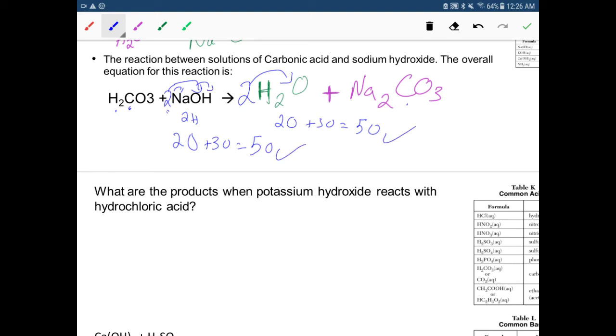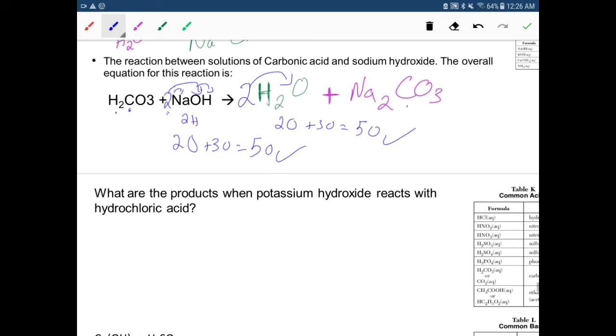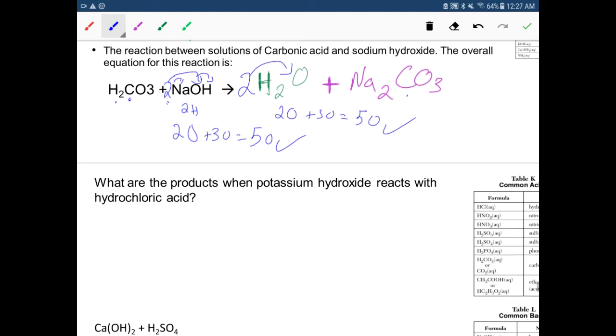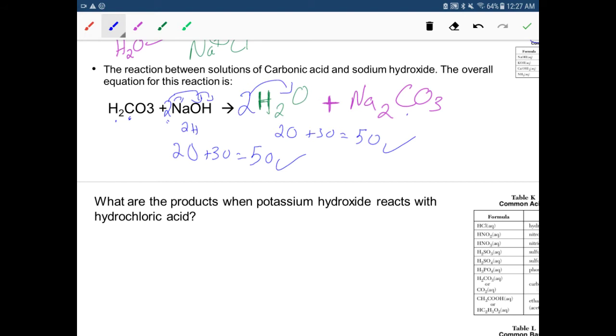Everything is balanced now. Right, so just make sure when you put a coefficient, you distribute it to all the atoms when you calculate how many of each atom you have on each side. Because as you saw, I made that mistake and I knew something was wrong because it wasn't working out. Balancing should work out at the end when you balance. If it doesn't work out, you probably did something wrong and you have to go back and double check your work. Okay, so this is the complete balanced reaction, H2O plus Na2CO3.